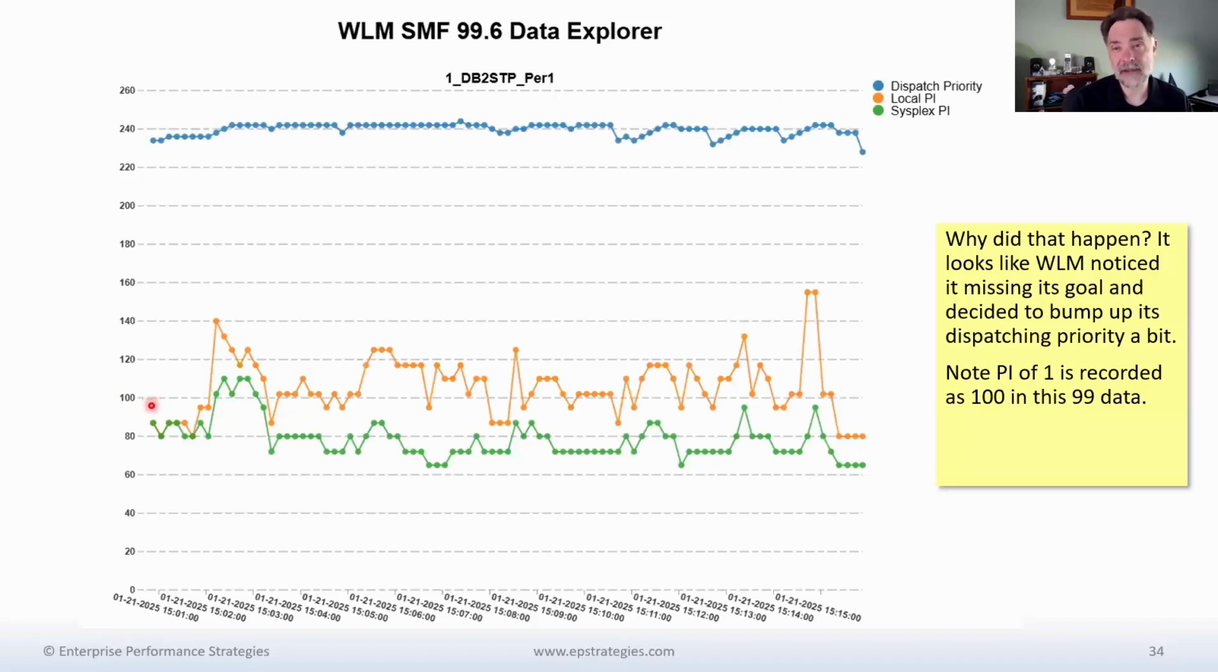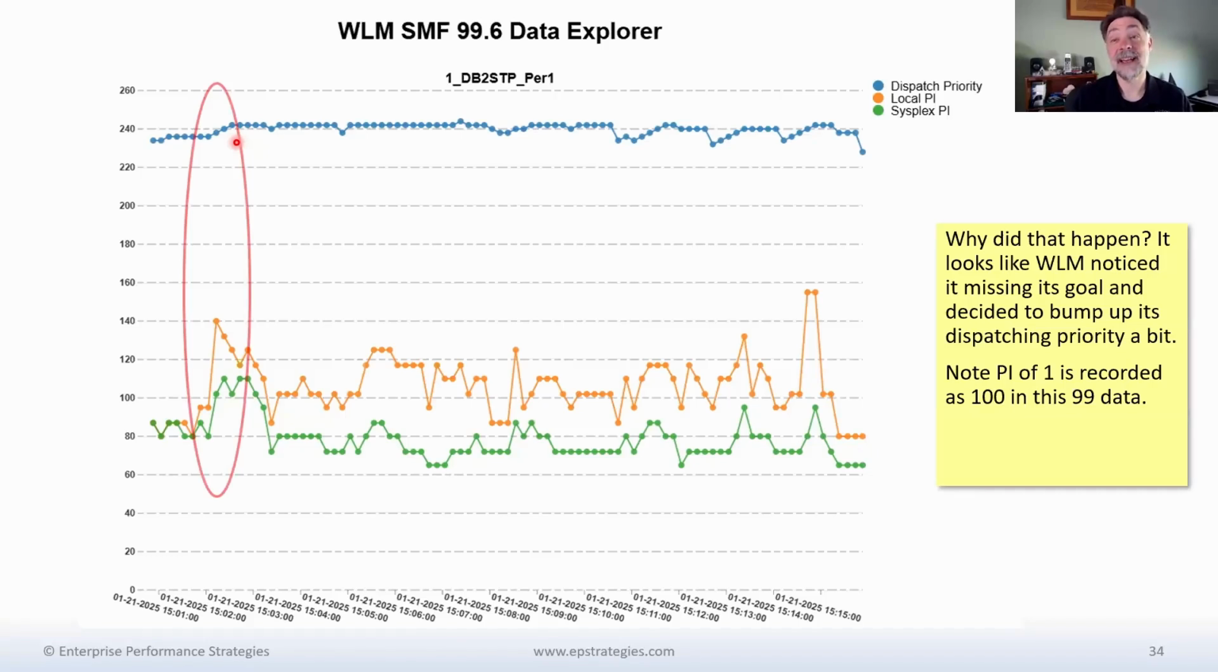When you're below a PI of 1, that means you're overperforming. So this work was actually overperforming, which is probably why it was near the bottom of the dispatching priority, right? And then all of a sudden, it was underperforming. Its PI went above 1, or above 100 on this particular scale. And because it now is suffering relative to its goal, WLM actually did move it up in terms of dispatching priority. Well, there's my circle for what we're looking at here, right?